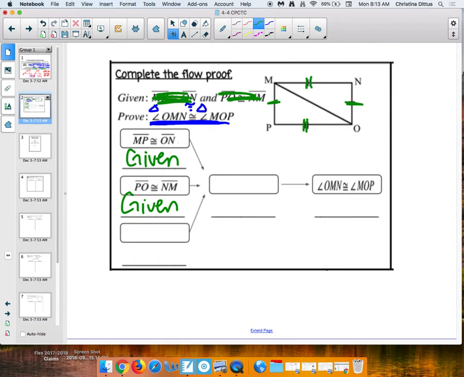Okay. Remember, the first thing you have to prove is that the triangles are congruent. So what other info would I need to know that the triangles are congruent? MO equals OM. Look at MO is congruent to MO, and why is that? Reflexive. Good. Mark it. Okay. Now what can I say? That the triangles are congruent. So let's go triangle OMN is congruent to triangle MOP.